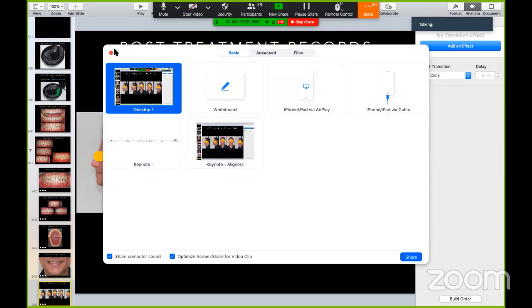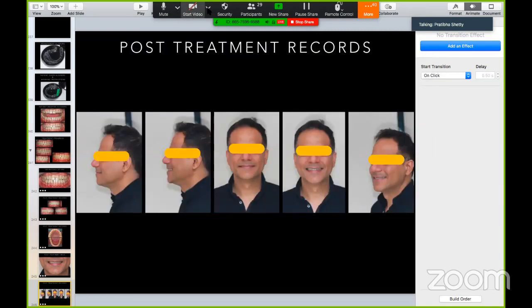Yes, doctor. We have a question. Up to what age can aligners be given? What is the question? Up to what age can aligners be given?